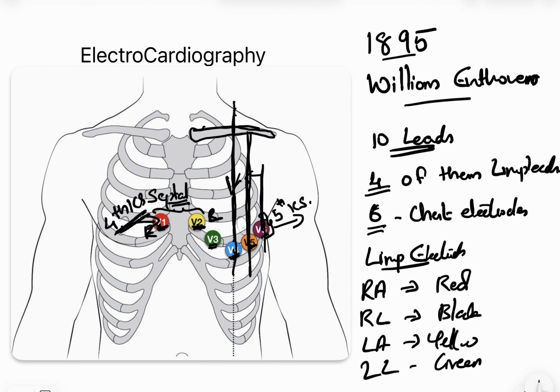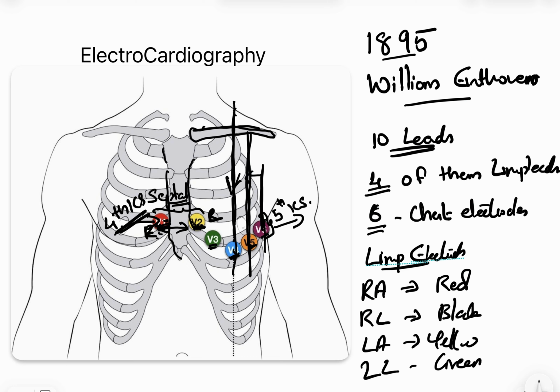Remember, ECG has 10 leads. 4 of them are the limb electrodes and 6 of them are the chest electrodes. The limb electrodes go to the right arm, right leg, left arm and left leg. The chest electrodes go to V1, V2, V3, V4, V5, V6. Among them, V1 and V2 are septal electrodes and they are in the 4th intercostal space. Septal electrodes means they are beside the sternum. This is the sternum of our body, and they lie on the right and left of the sternum.